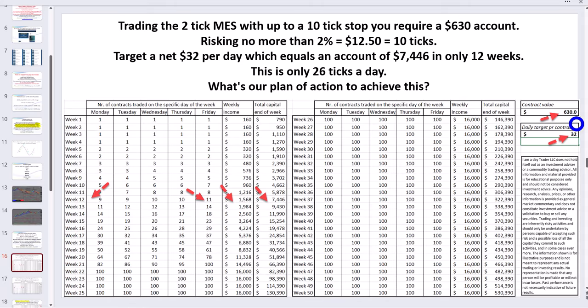You go and earn $32 a day, and I'll show you how to do that in a moment, which is only 26 ticks a day. Within 12 weeks you've now got over 7,000. You can roll over and start trading the big contract.